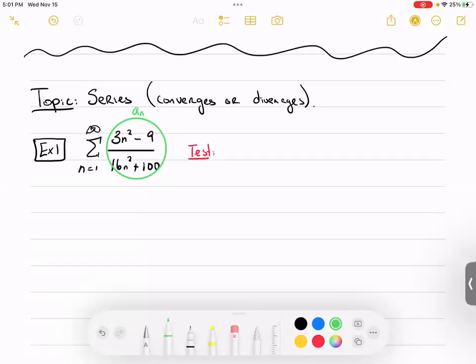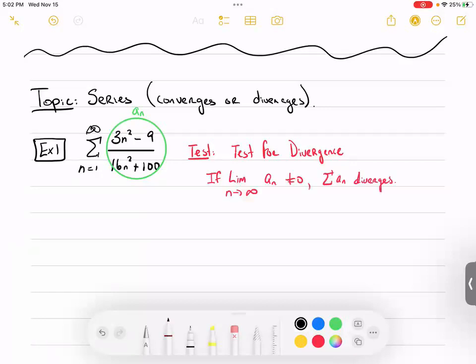But I just want to quickly point out that in this example, we could have quickly figured out what our limit is as n goes to infinity. So the test that I'm using here is the nth term test, or the test for divergence. And what the test for divergence states is that if the limit as n goes to infinity of your sequence is not equal to zero, then the series diverges. So it says if the limit as n goes to infinity of a_n is not equal to zero, then the series that involves a_n diverges.